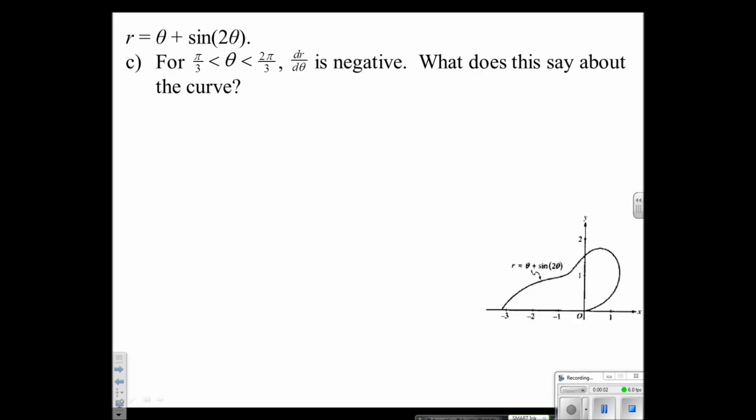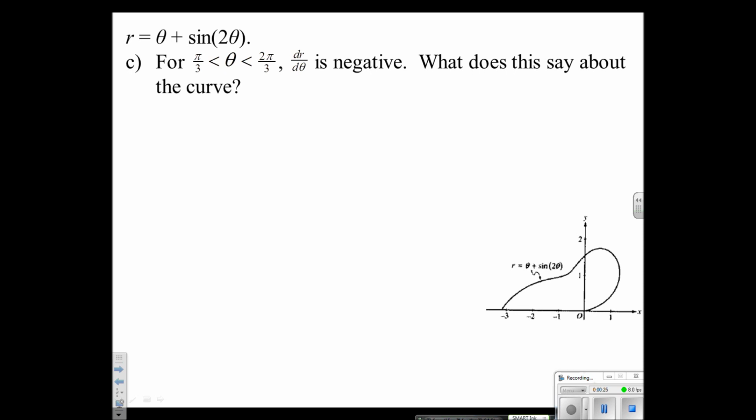Let's move on to part C. I've got the graph reprinted there at the bottom, and then the equation is at the top. R equals theta plus sine 2 theta. And the problem says, for theta between pi/3 and 2pi/3, dr over d theta is negative. Now, we're not actually asked to prove that. We could if we wanted to. They just saved us the effort.